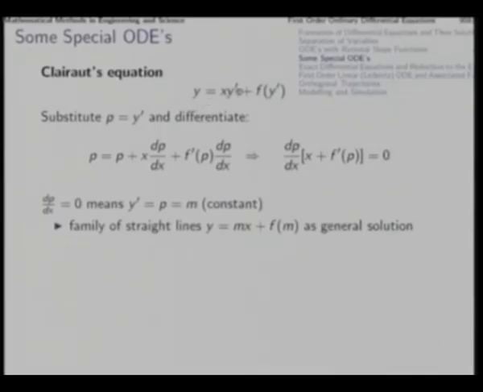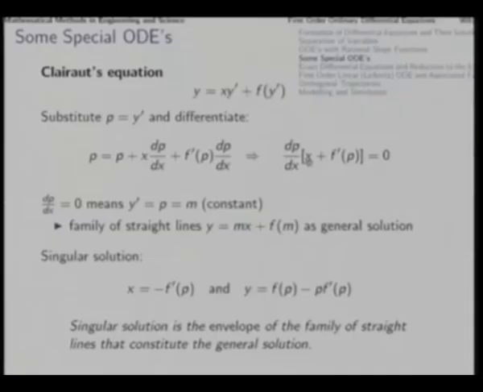However, one singular case that appears here is when this is equal to 0, and if this is equal to 0, then dp by dx does not have to be 0. That means p does not have to be constant, and the equation of the curve need not be a straight line. So, when this is equal to 0, that is the singular solution. Then you get x equal to minus f prime p and y is equal to, you already know that this is f p, and from here you get x into p, okay, and x is this. So, you get minus p f prime p.